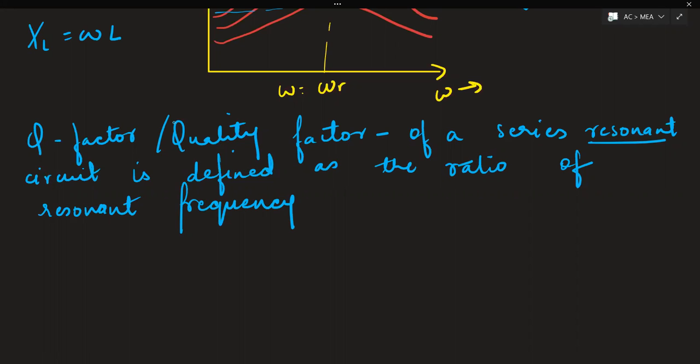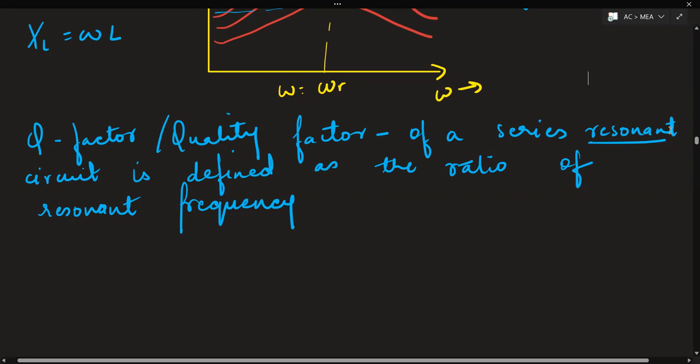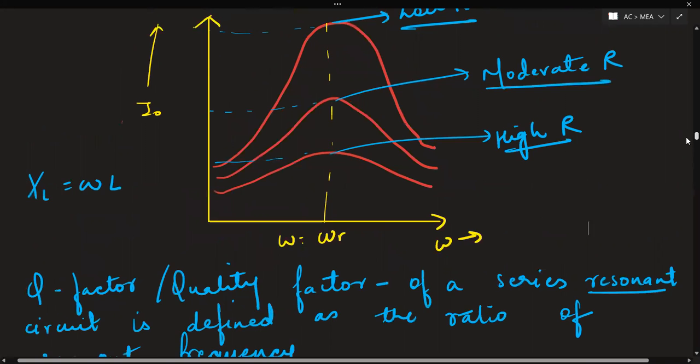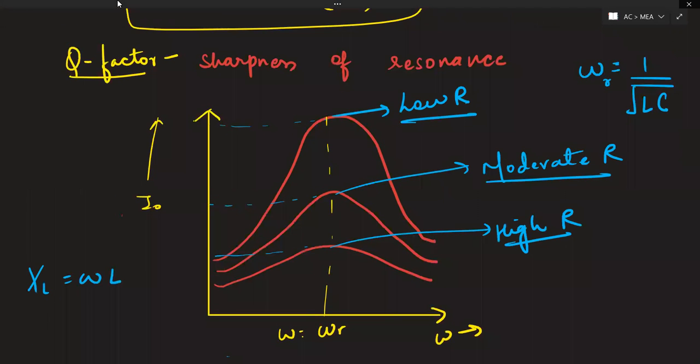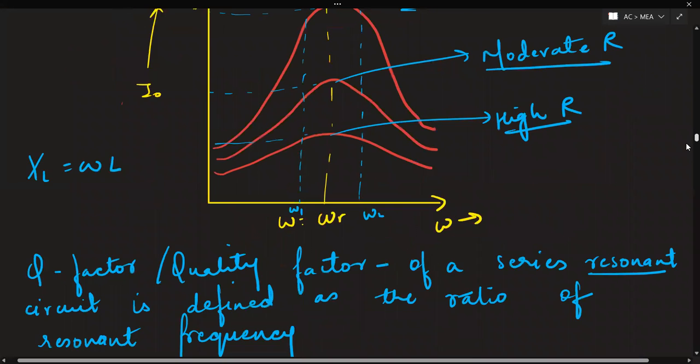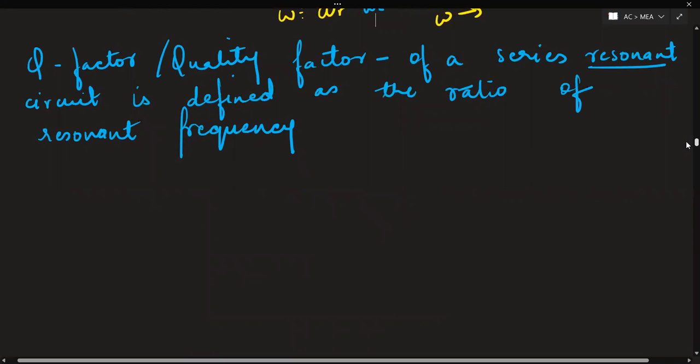If you see this graph, now you're able to notice two values over here. Let's take this peak value. Here will be a value that you will obtain, let's say omega 1, and here will be a value of frequency that you will obtain, omega 2, on either side of the resonant frequency. So the difference between these two, omega 2 minus omega 1, is what will come in the denominator. So it's the ratio of omega r divided by omega 2 minus omega 1.